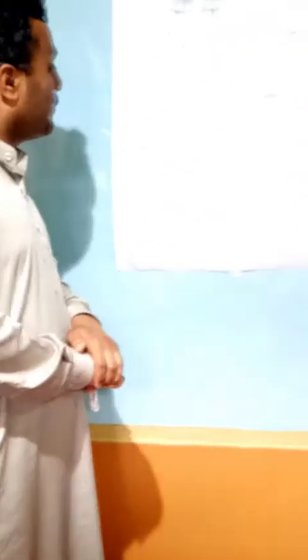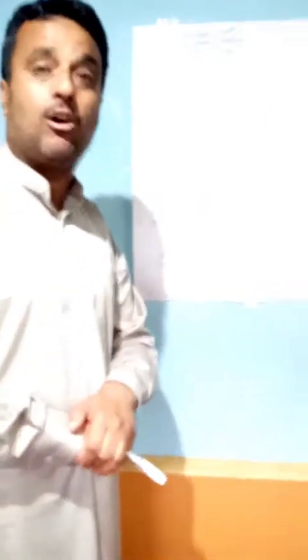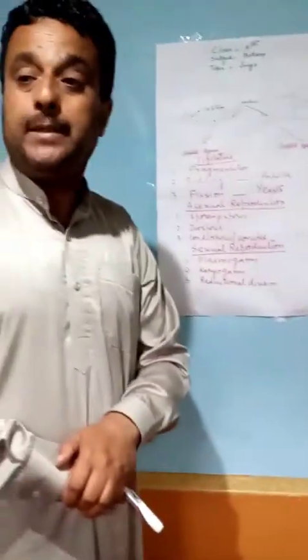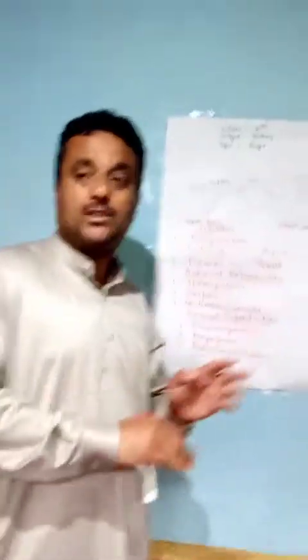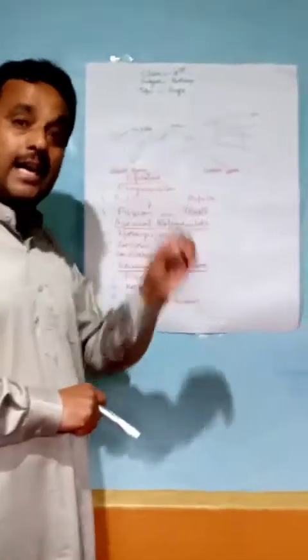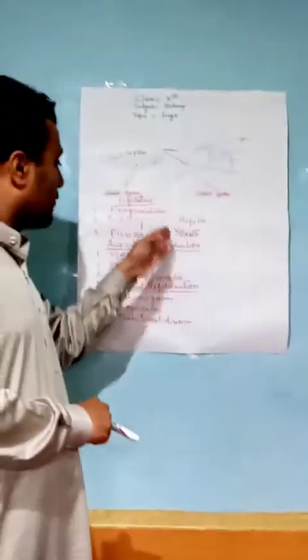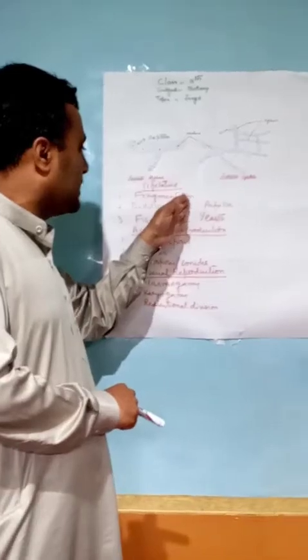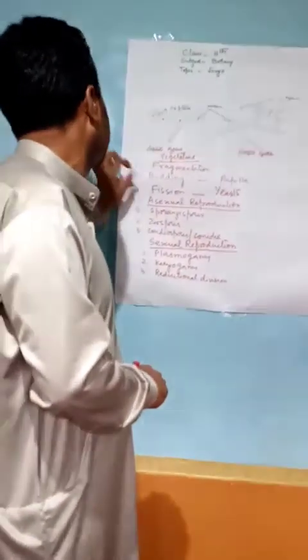In case of fragmentation, in some species of Ascomycotina and in Basidiomycotina, the hyphae breaks down into fragments or segments, and each segment has the capability to develop into an independent entity.